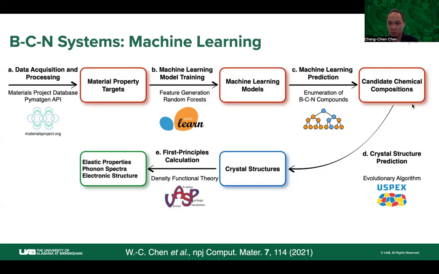We then perform a crystal structure prediction using the USPEX software to come up with the possible crystal structures. And once we have the structures, we then perform DFT simulations with VASP to compute the electronic properties and material properties to validate the results. So this is the overall workflow, and in general it applies to a lot of different machine learning problems for materials science and physics.